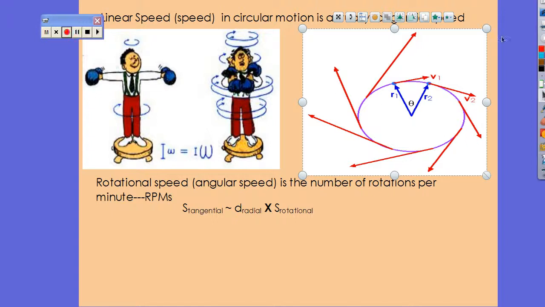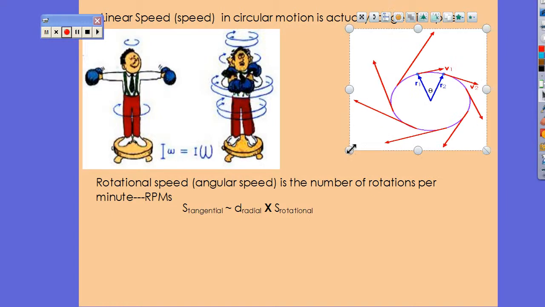Okay? Now we also have that rotational speed. Now rotational speed is also known as angular speed. Now it's really the number of rotations per minute, or RPMs. Now you're going to see this with your car a lot, or with your truck. You're going to see RPMs, and there usually it says 1, 2, 3, and that would be in thousands, so 1,000, 2,000 rotations per minute.